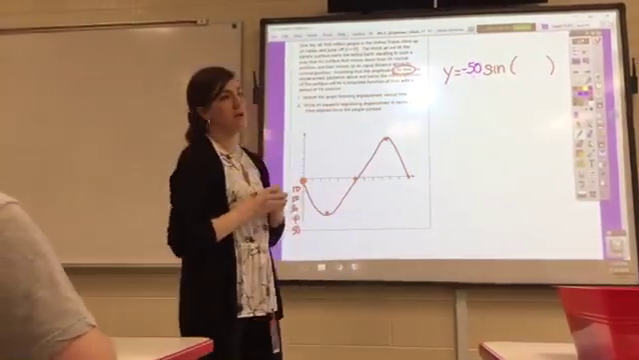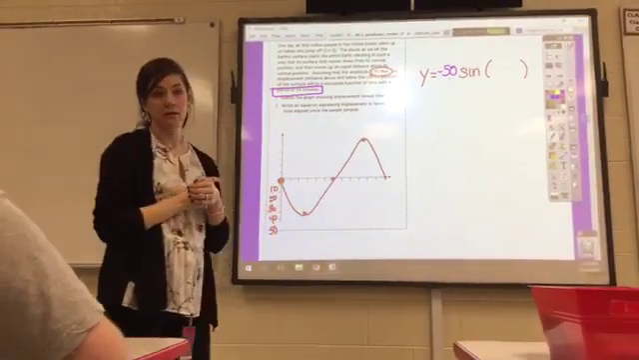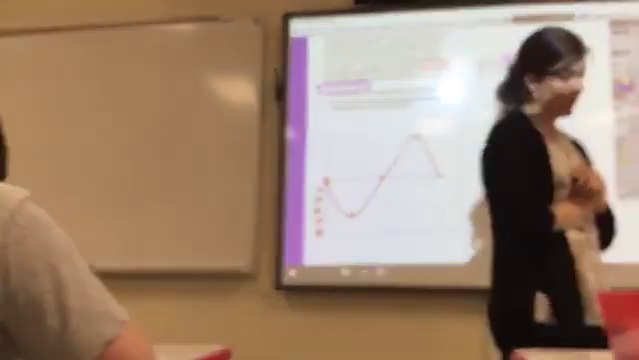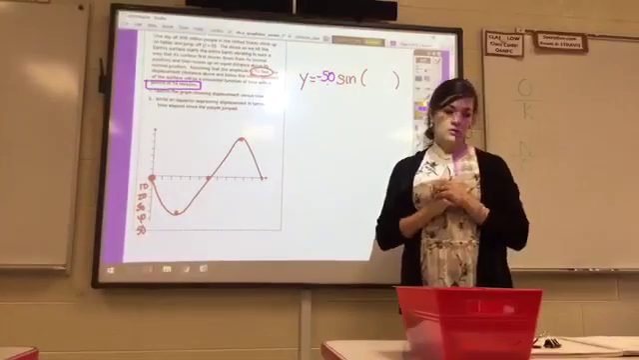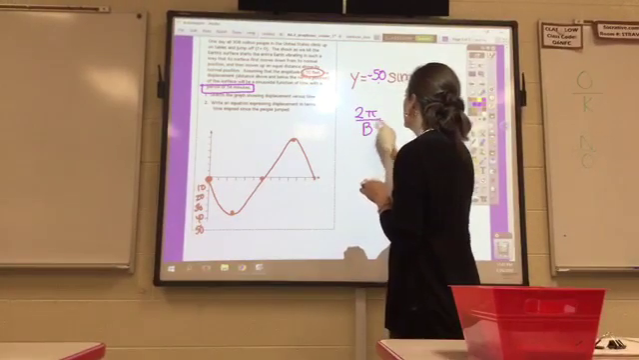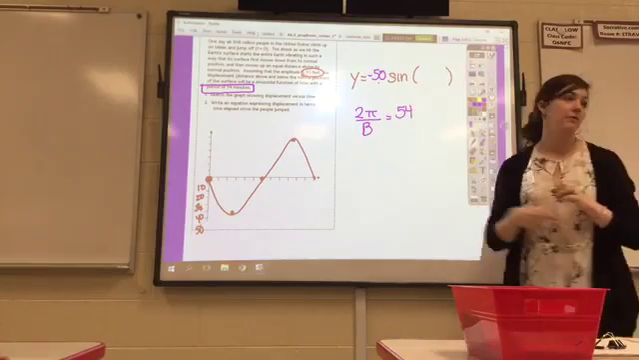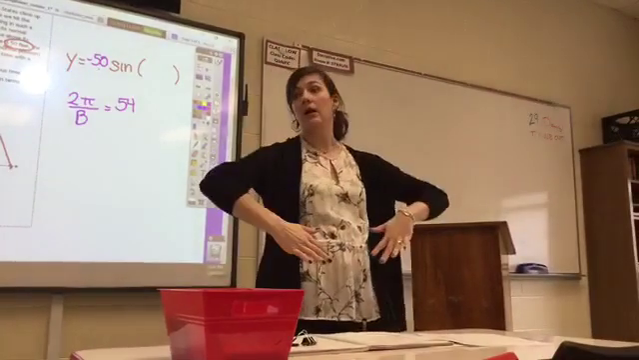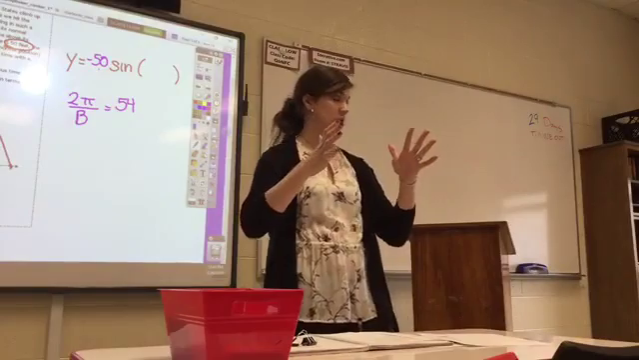Okay? Now, the second part that I've got to figure out is it tells me right here that the period is 54 minutes. What's the formula for period? 2 pi over b. So 2 pi over b equals 54. Why is that important? I need the b for my equation, right? Because I'm not shifting left or right or up or down, but I do have a period and I do have an amplitude. Okay, how do I solve this?